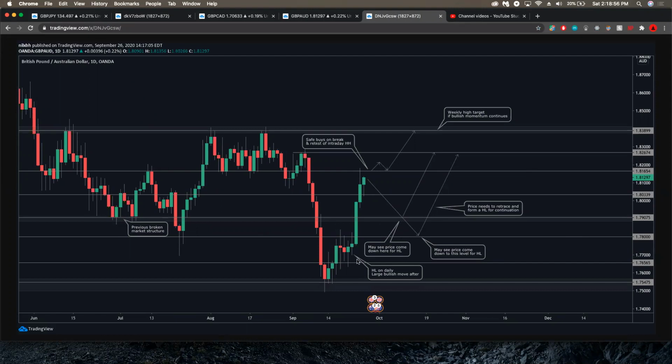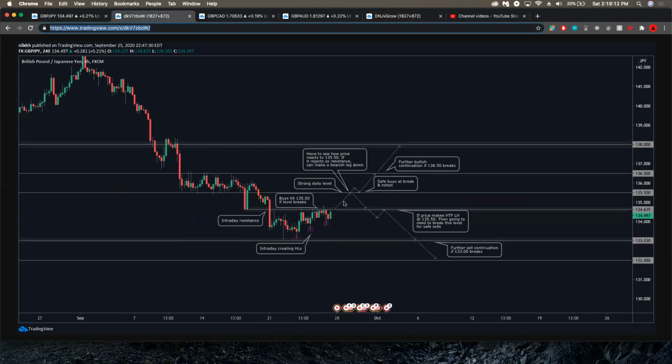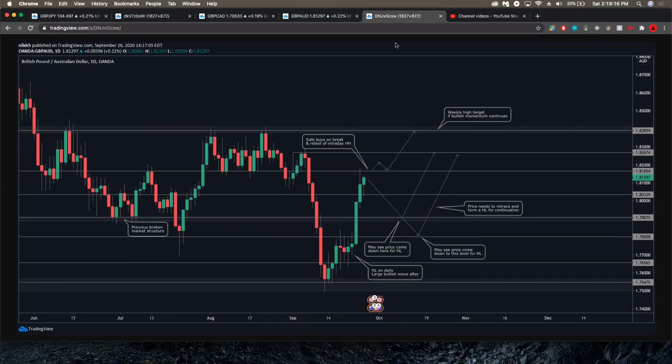So what we can look for now is, I have some annotations, we'll go over them first. Higher low on daily, large bullish move proceeding right after. As soon as we broke 1.7800, price made a high, right? And essentially that's what we are waiting on GJ. Once this little bit, it's possible we create a high. So keep that in mind.